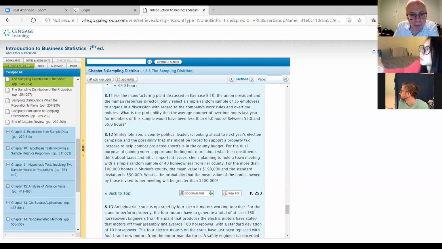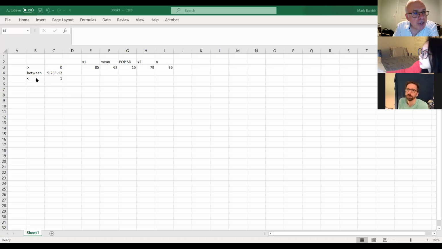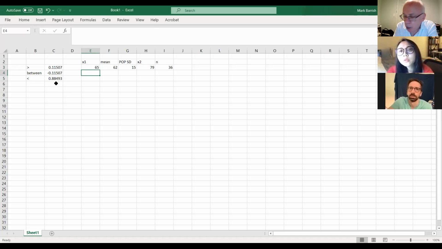So let's go to our spreadsheet. Less than is this last one, right? This formula right here. And X, what is it, 65? Yes. So we replace this with 65, hit enter. And this last number is our answer, 0.8849. See how easy it is if you set this up? You just replace the value and you get your answer. Just set it up this way. All right, let's go back to the problem.